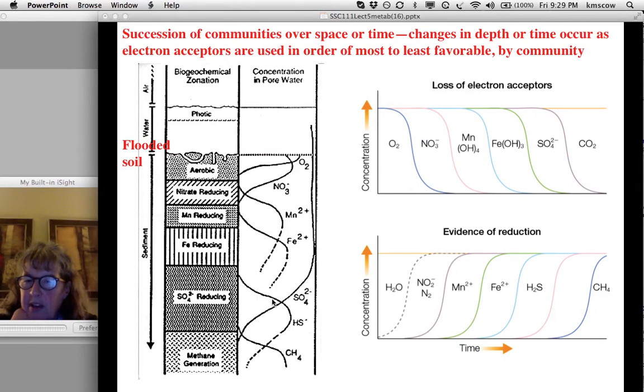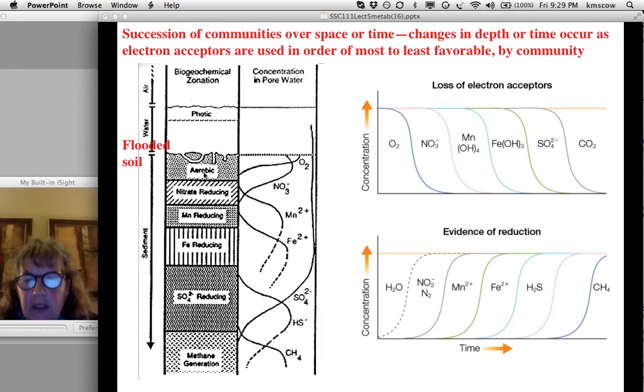And here's the product of it, the reduced form of sulfide created with the consumption of the sulfate. So sulfate being converted to hydrogen sulfide. And then when the sulfate is used up, then you see the methane start to form. And what's missing there? We're not seeing the CO2 disappear.